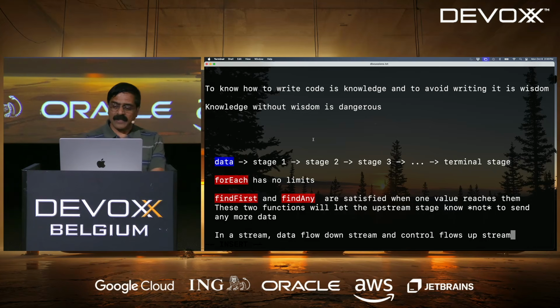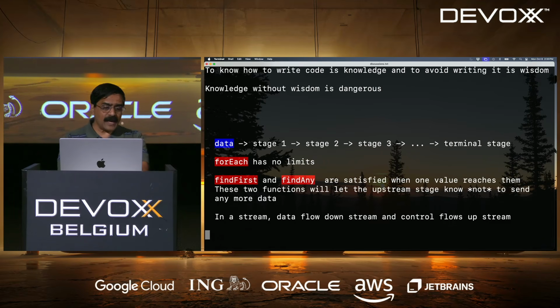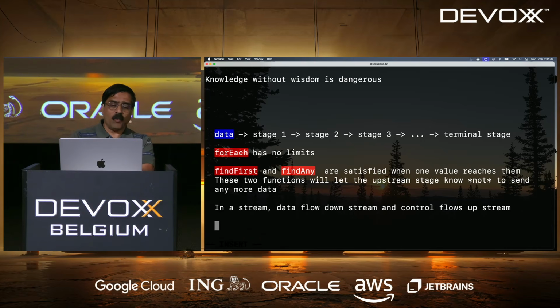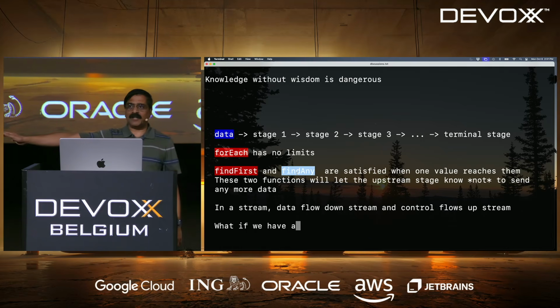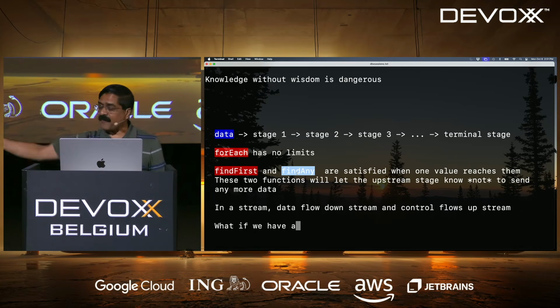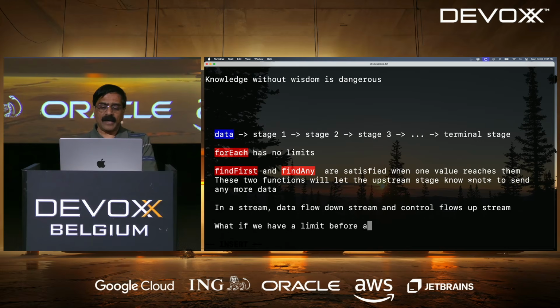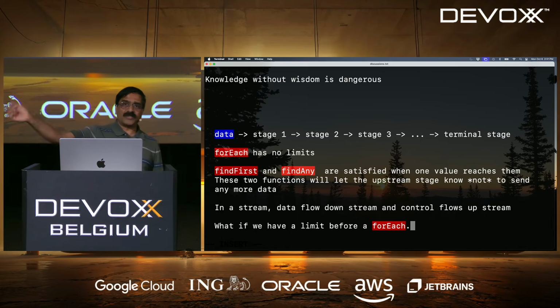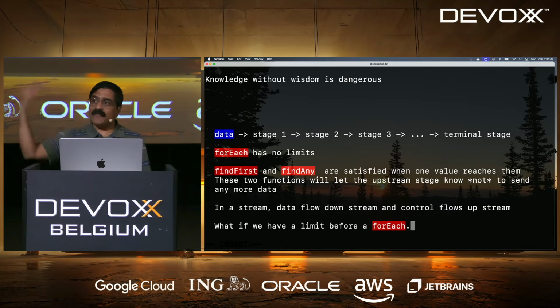So having said that, now let's understand what's going to happen in this case. Not only that, there is yet another detail we need to be familiar with. Looking at this, we may think that terminal operation is the origin of a control flow. Not at all. That doesn't have to be. For example, what if we have a limit before a for each? Well, remember, for each doesn't generate the control to stop the flow. For each is like greedy. I'll take everything you give me.